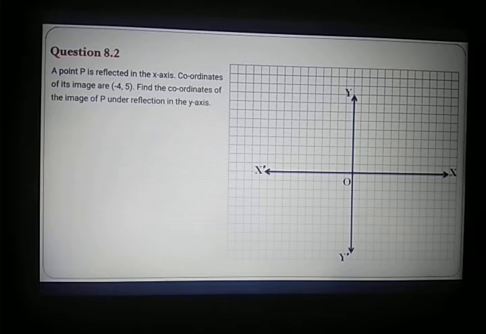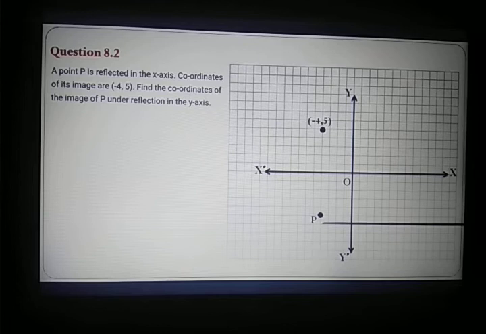Okay, let's take the next question, 8.2. The question says a point P is reflected in the x-axis. So a point P is there, and the x-axis is your mirror, and the coordinate of its image is given to you, minus 4, 5. Minus 4, 5 lies somewhere over here, right? Then obviously the object has to lie somewhere over here. So this is my point P.